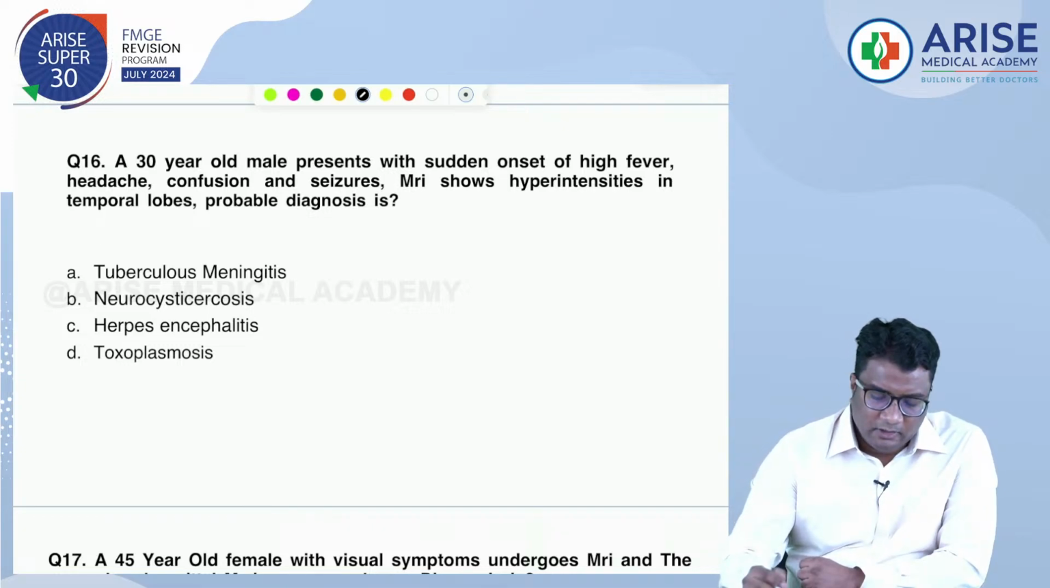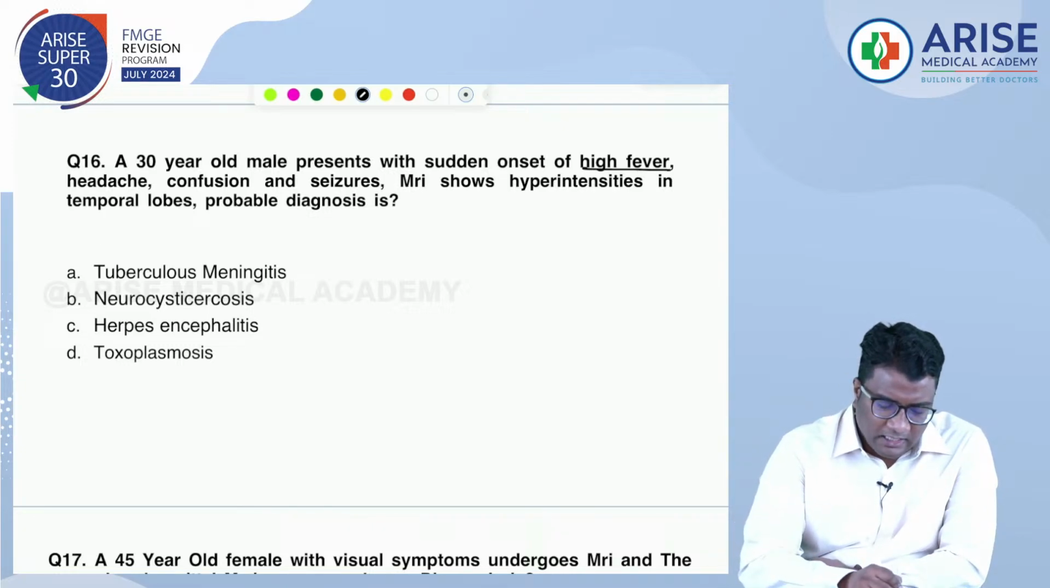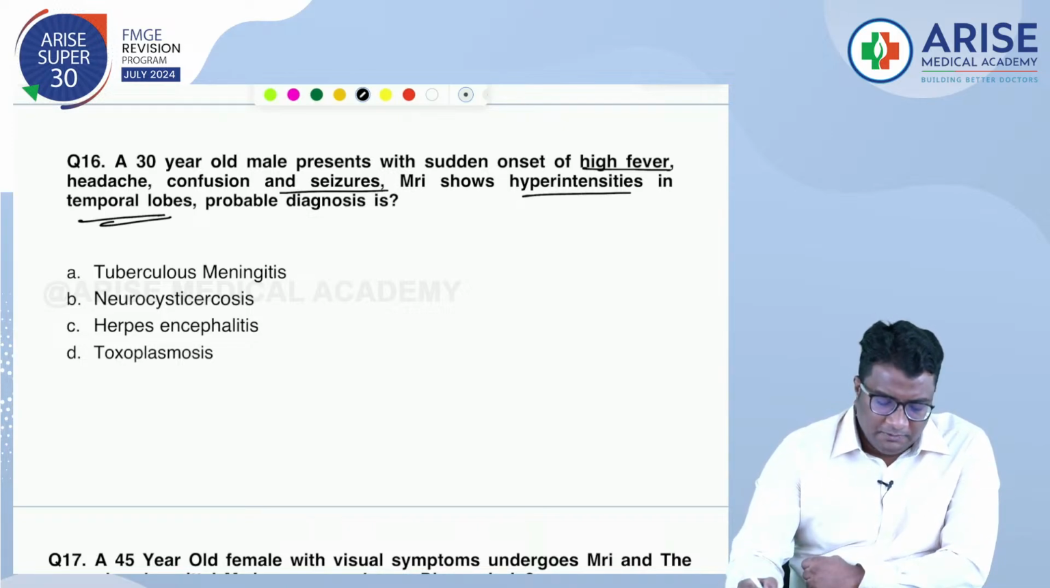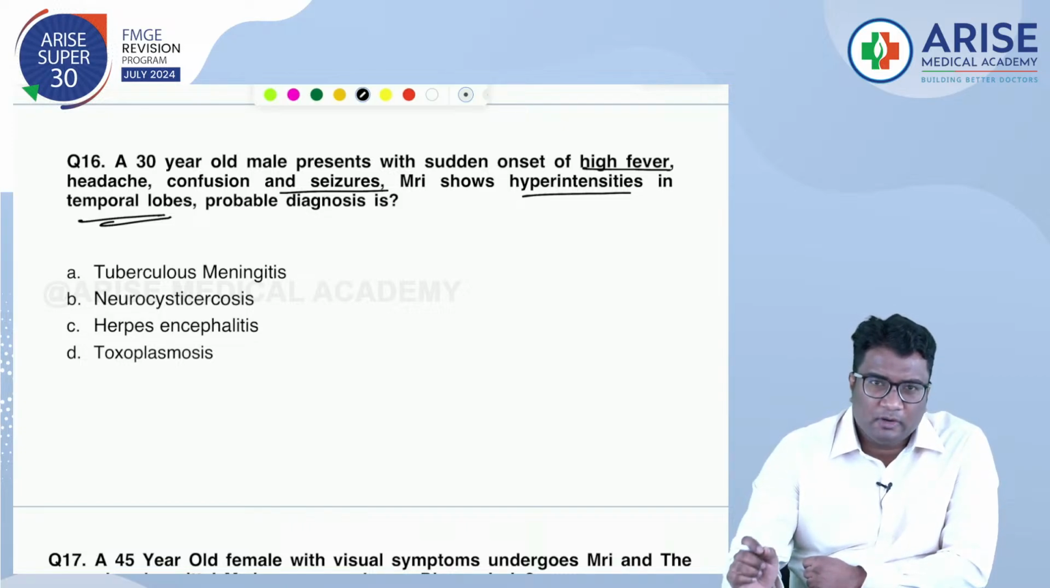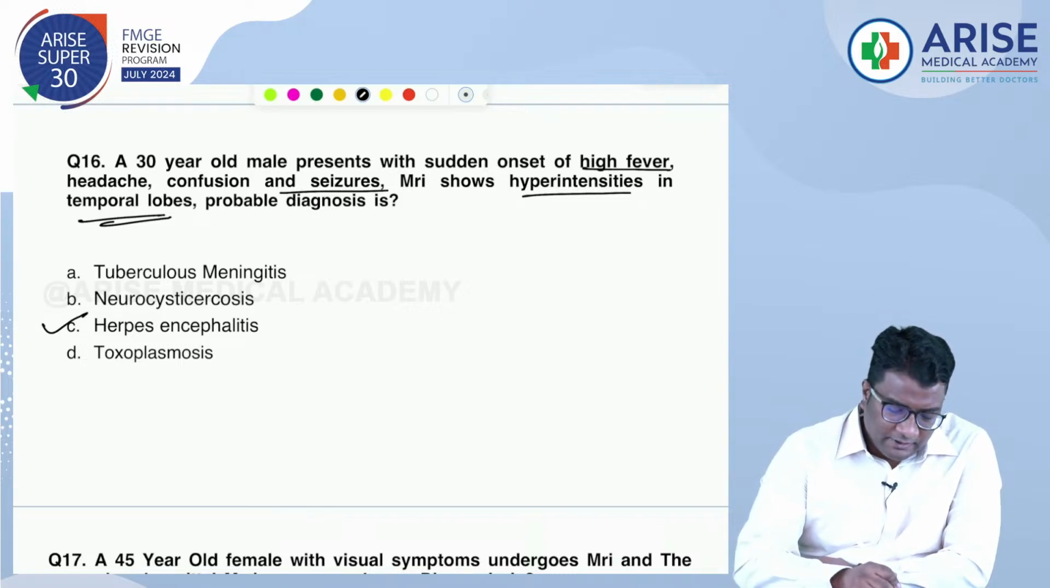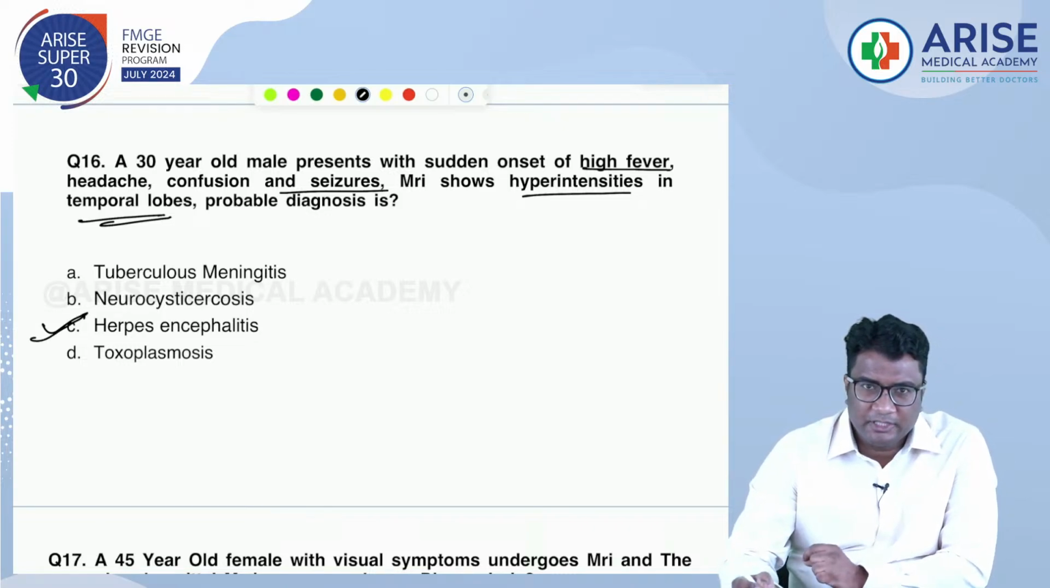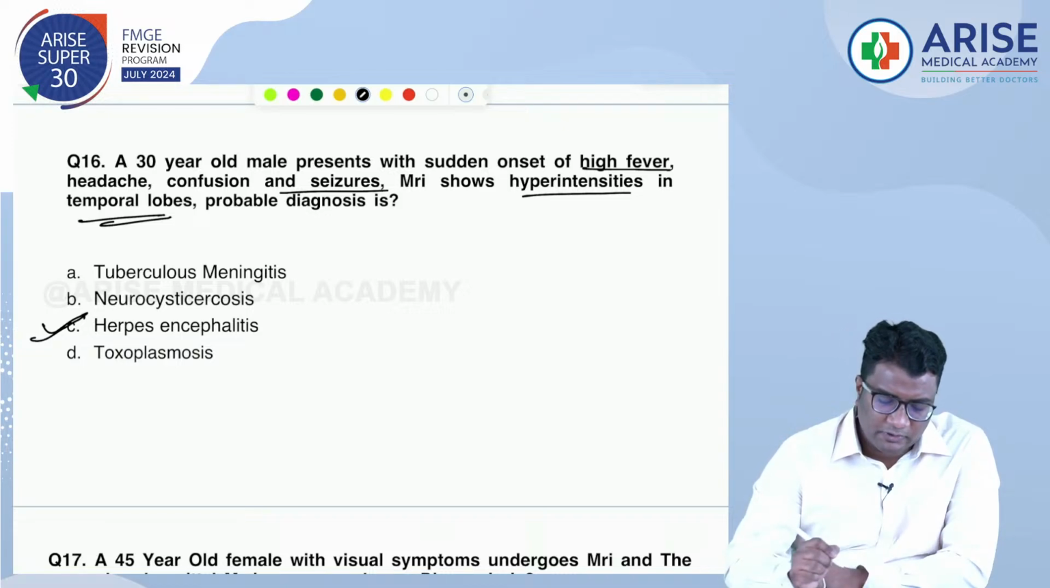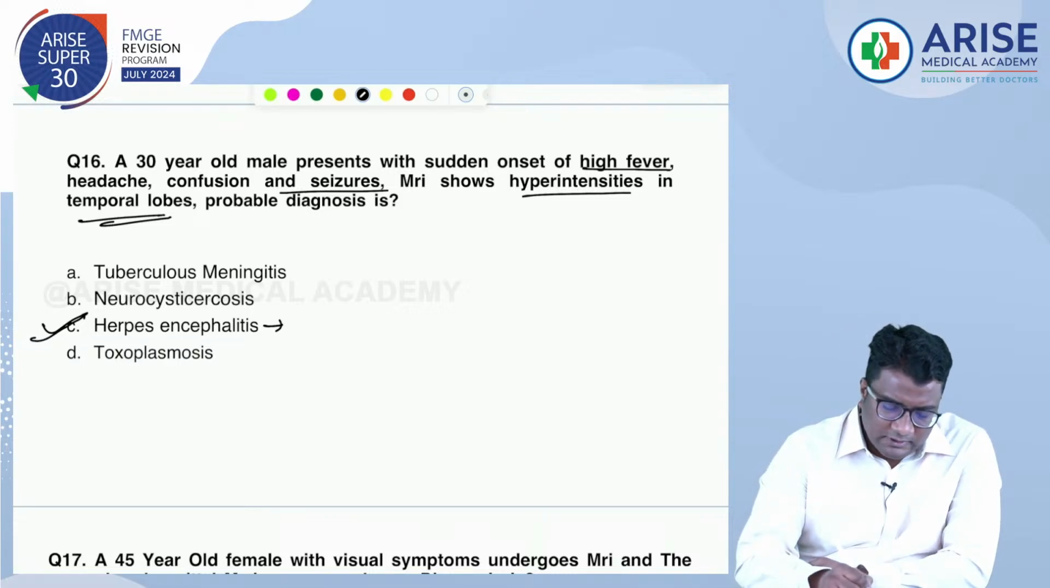30-year-old male with sudden onset of high fever, headache, confusion, seizures. MRI shows hyperintensities in temporal lobes. What is the probable diagnosis? Remember, the most common lobe involved in herpes encephalitis is the temporal lobe. So if you're having temporal lobe involvement in a fever patient, think of herpes simplex encephalitis. It involves the bilateral temporal lobes.